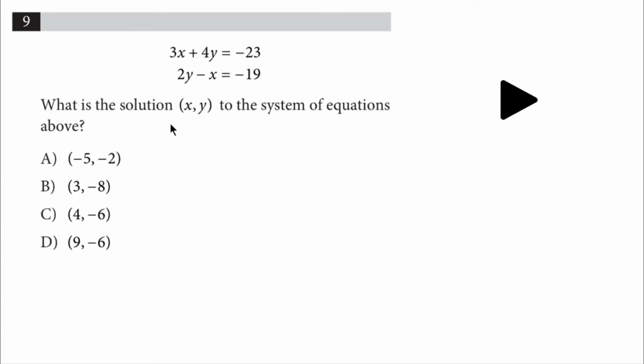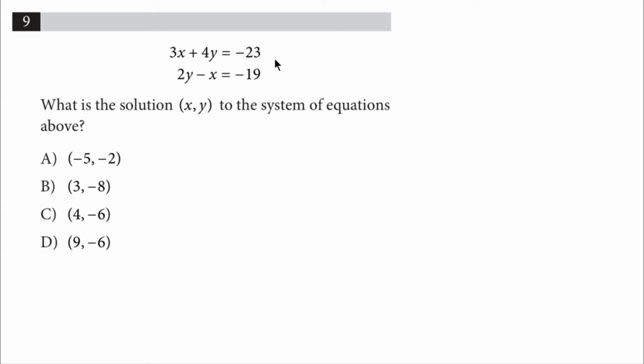What is the solution x comma y to the system of equations above? Now guys, you can do many things right here, and I will use the substitution method. If you watched my SAT math course, you know that there are 3 ways of solving systems of linear equations. You could graph them, use the elimination method, or use the substitution method. Let me quickly use the substitution method because it would be quite easy here.